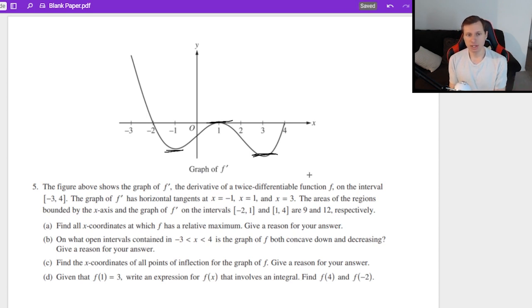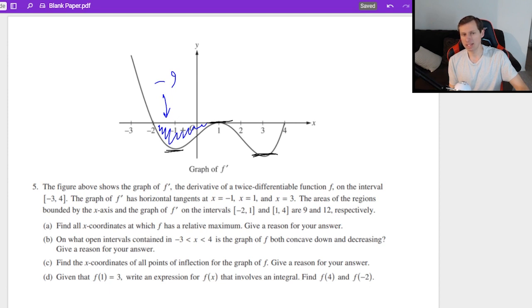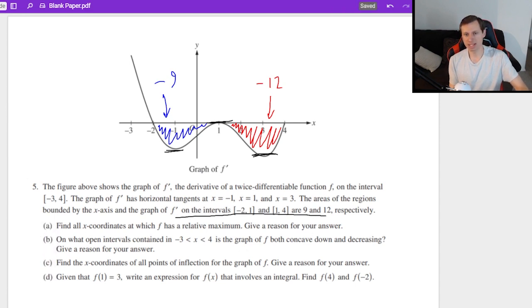It says the areas of the regions bounded by the x-axis and the graph of f prime on the intervals from -2 to +1 and 1 to 4 are 9 and 12 respectively. A very important thing to point out here is they're giving us the area from -2 to 1, so this blue area here, and they're saying that area is 9, but really it's -9 because it's below the x-axis. They're really trying to be tricky here. Can't forget about that. And then they're saying the area here in red is 12, but we know that's -12 because it's below the x-axis. So that's what they're saying by this last sentence right here.